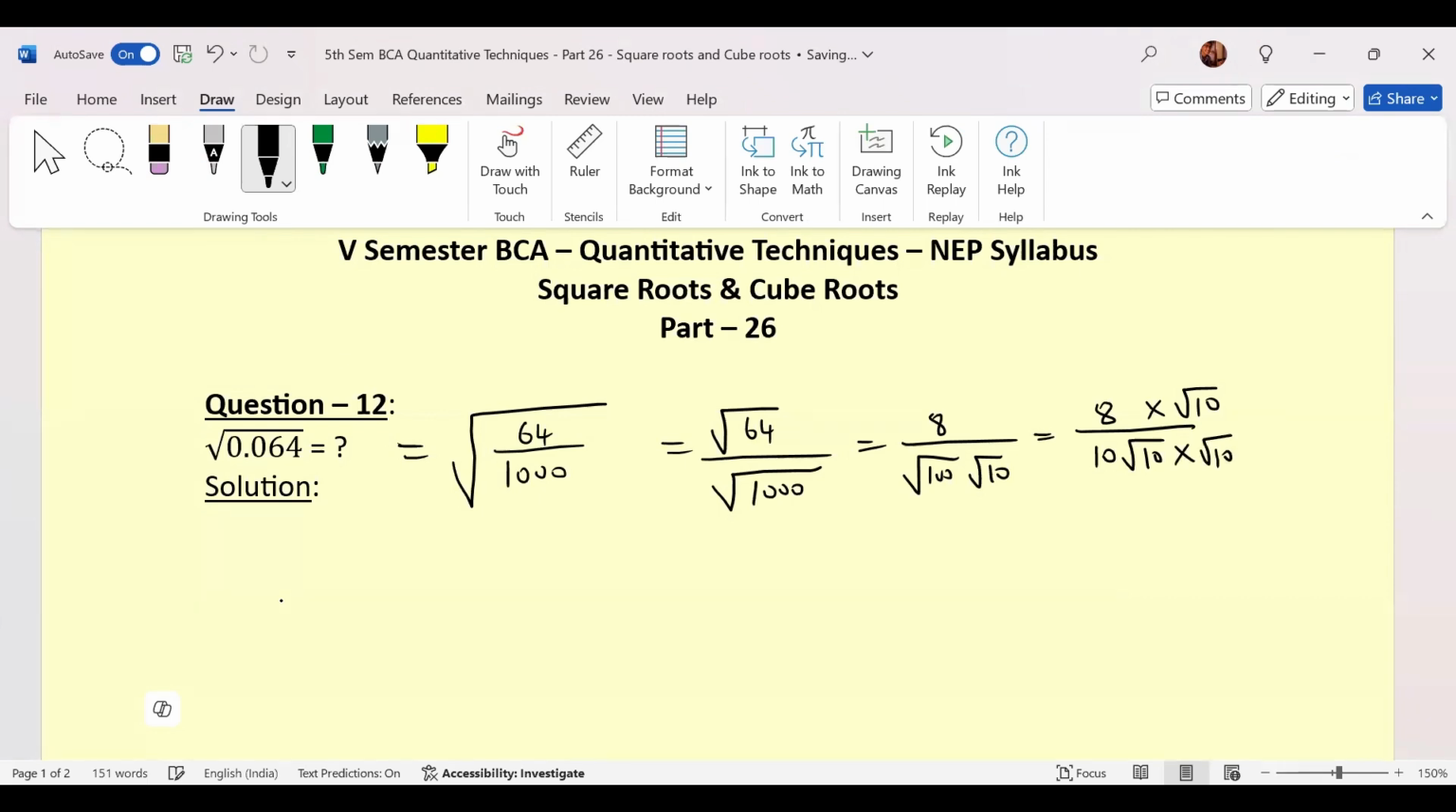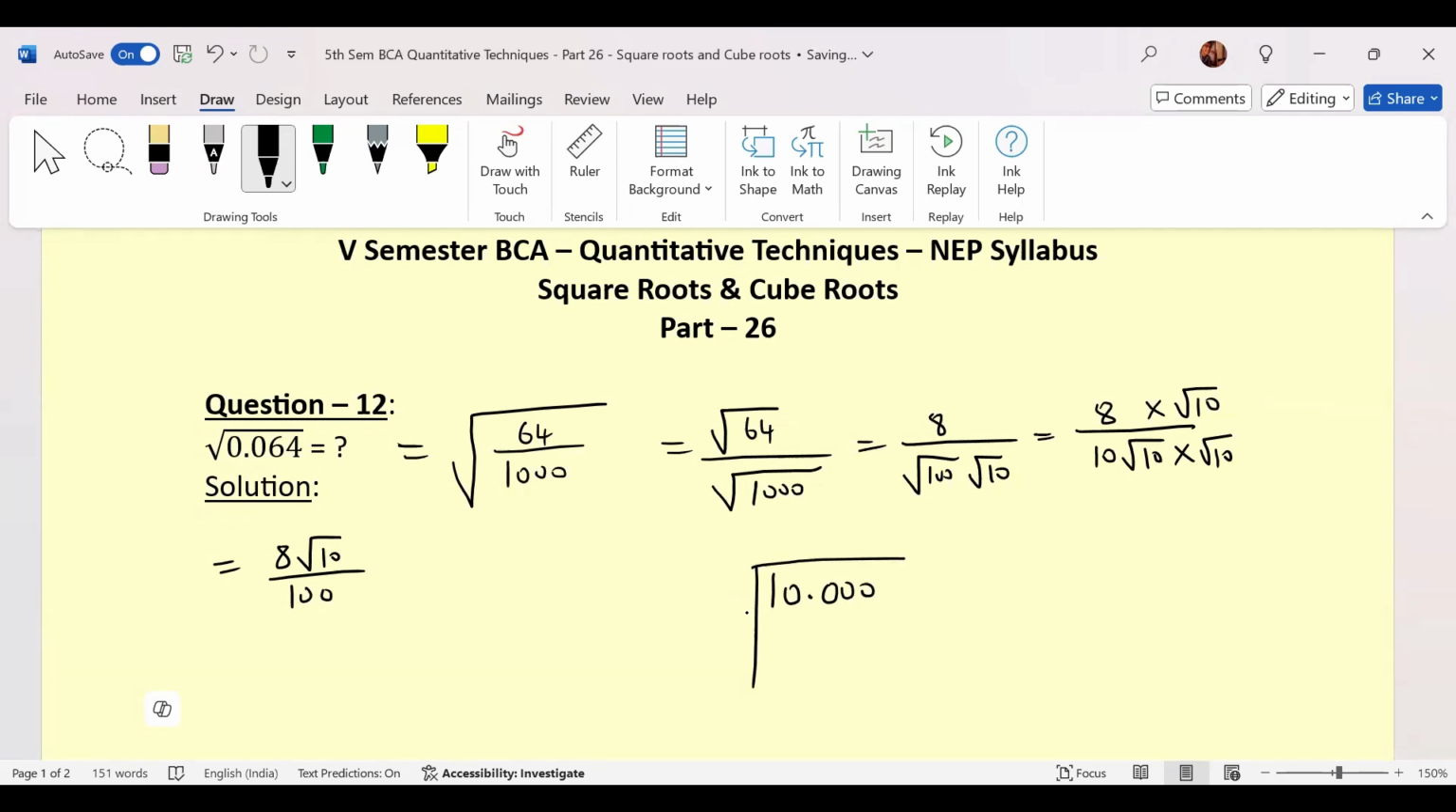So we get 8 root 10 by 100, because root 10 into root 10 is 10, and 10 into 10 is 100. Now we need to find out the square root of 10. So for 10, we will put 3 decimals.